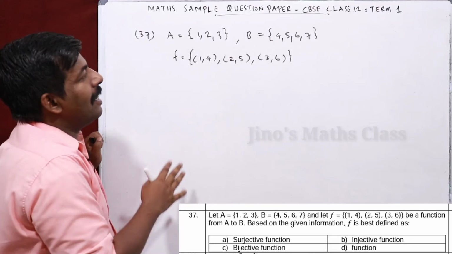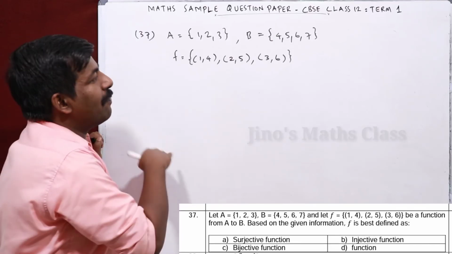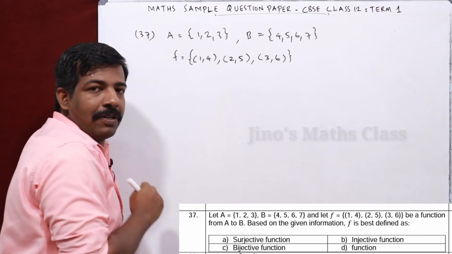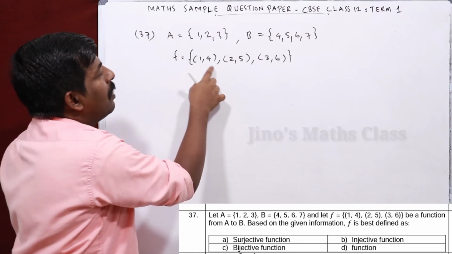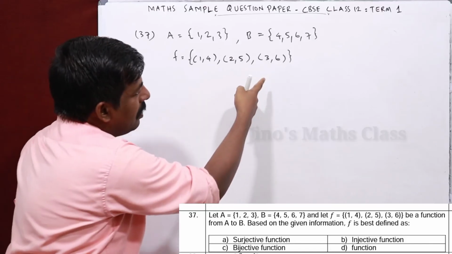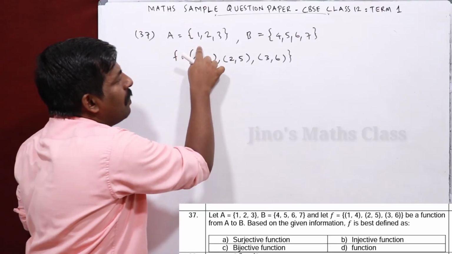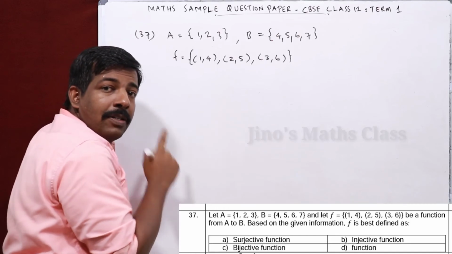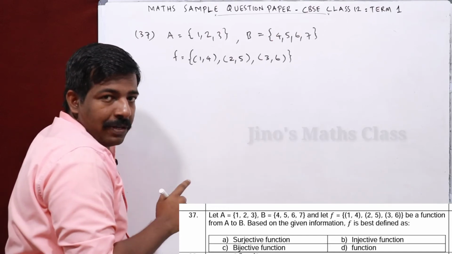Question number 37. Here a set A and set B are given, and there is a function from set A to set B, and they are asking about the function. So here the elements are 1, 4, 2, 5 and 3, 6. That means different elements of A have different images in B. That means the function is one-one or injective function.